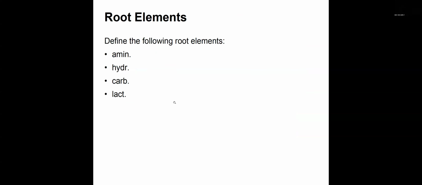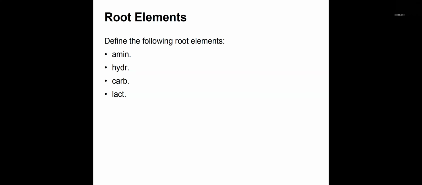Let's look at some root elements. I want you to define the following root elements. Amine is a nitrogen compound or amino acid, a building block of protein. Hydro relates to water or fluid, so hydration is the process of maintaining adequate water levels in the body. Carb refers to carbon compounds, particularly in carbohydrates. A carbohydrate is a source of energy made up of carbon, hydrogen, and oxygen.